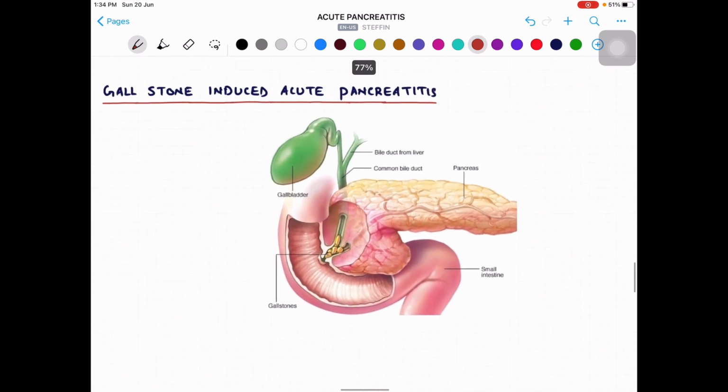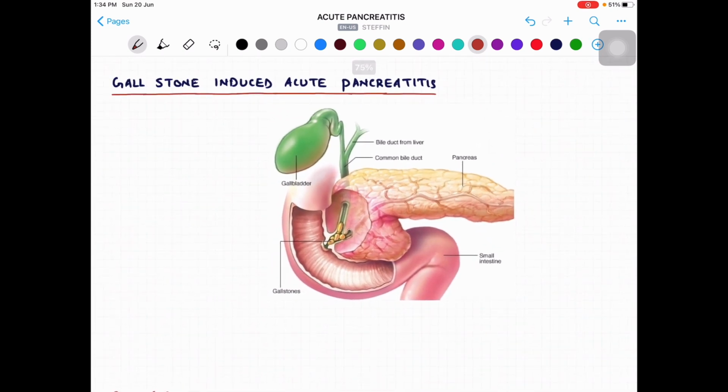So let's see gallstone induced acute pancreatitis. Sometimes the gallstone may get lodged at the sphincter of Oddi, which blocks the release of pancreatic juice. Just as we studied in alcohol induced pancreatitis, if the duct gets blocked, the zymogen granules may back up in the cells and fuse with the lysosome, which brings the inactive trypsinogen into contact with lysosomal enzyme and converts it to active trypsin, and that results in autodigestion and causes acute pancreatitis. So these two are pretty similar. That's about gallstone induced acute pancreatitis.